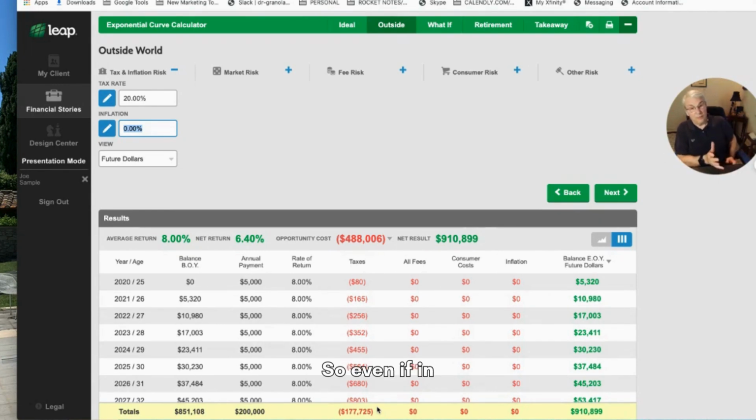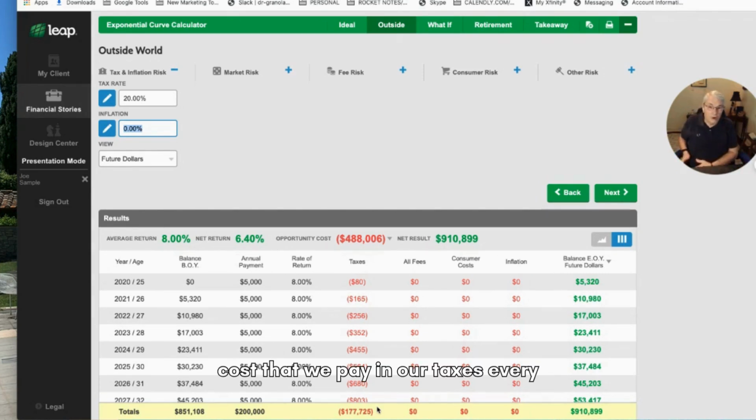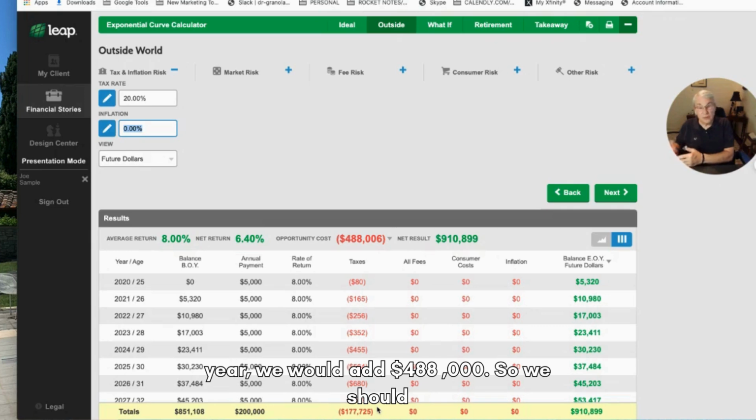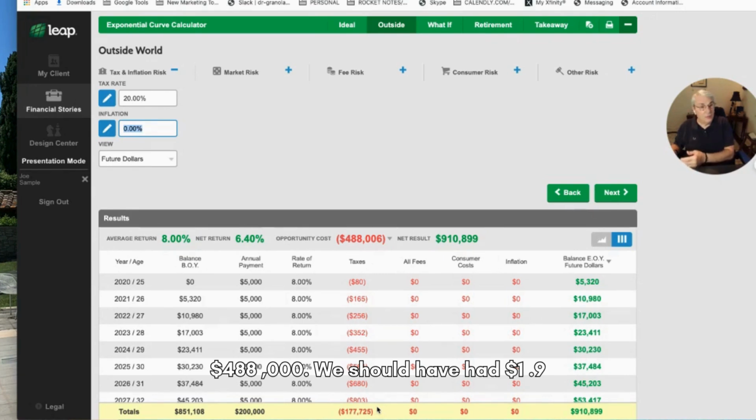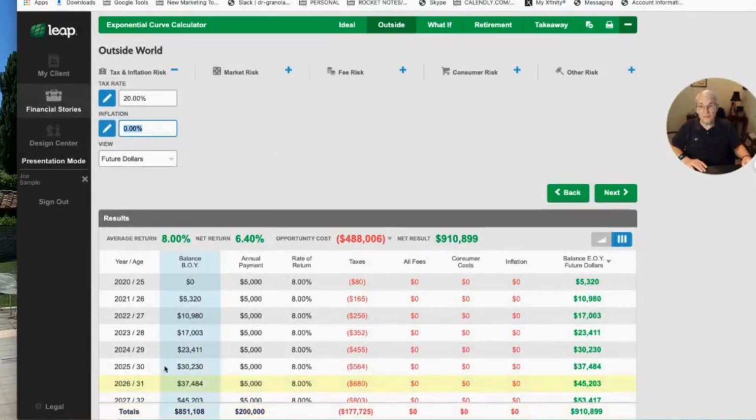So even if in one pocket we grew 1.4 million, our cost that we pay in our taxes every year coming out is $488,000. If we could have put the taxes away at 8% every year, we would have had $488,000. So we should have had 1.4 plus 488. We should have had $1.9 million. Instead, our net result is $910,000.